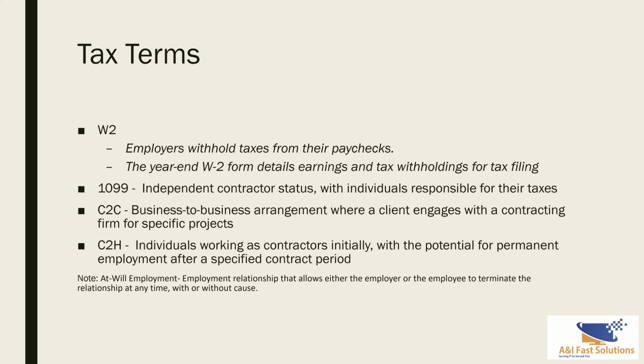1099 is nothing but if you work as an individual contractor. So how does the 1099 work? With a 1099, they are not going to deduct any taxes. Let's say you're going to get $50 per hour, and you work for 100 hours. So you're going to get $5,000. They're just going to give you $5,000.